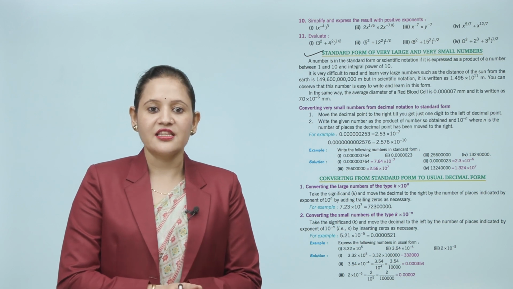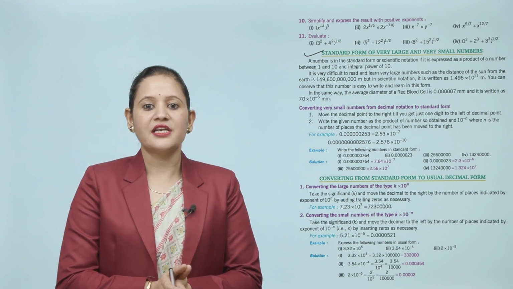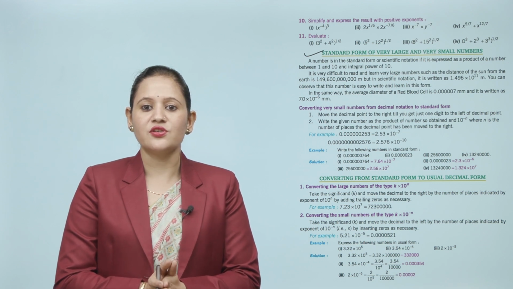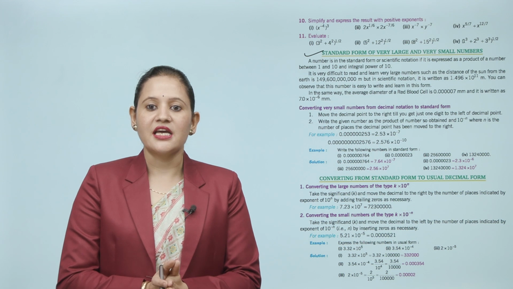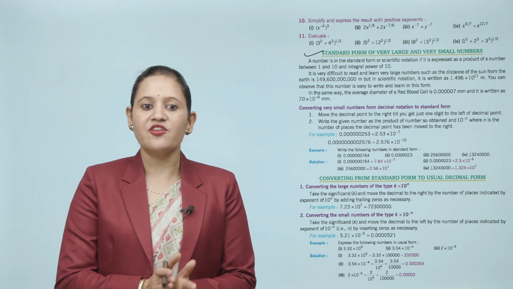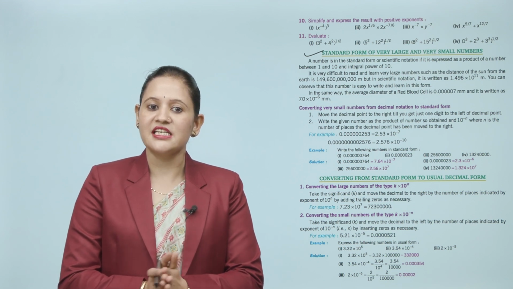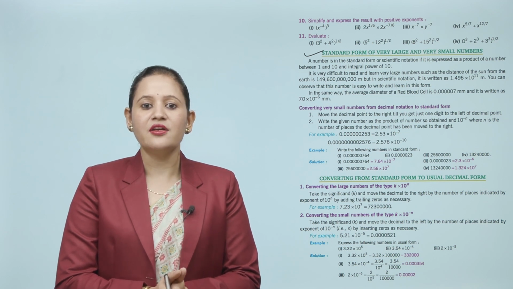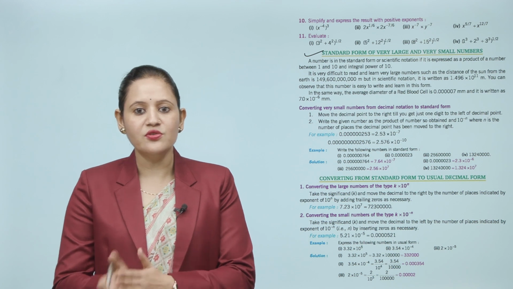In the same way, the average diameter of the red blood cells is 0.000007 millimeter and it is written as 7.0 into 10 to the power minus 6 millimeter. Next, converting very small number from decimal notation to standard form.